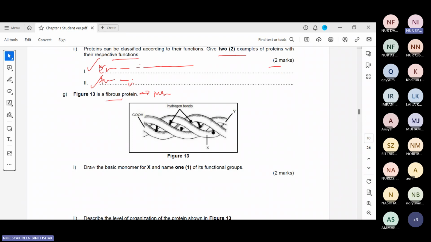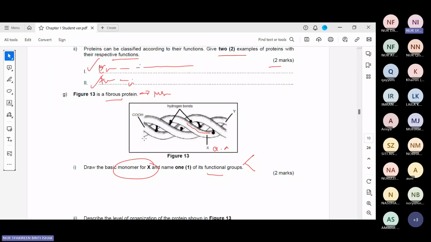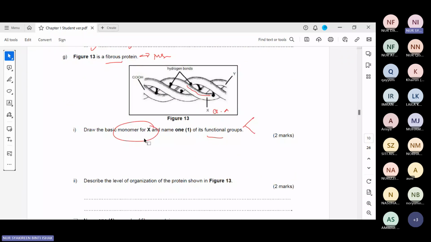So draw the basic monomer of X. X is basically a polypeptide chain lah. So basically disuruh you all lukis amino acid. Okay, and name one of its functional group. Functional group kita ada apa? Amino group and also carboxyl group. Tu je. Okay, so draw the basic structure of an amino acid. Saya tak nak draw dah. Saya dah draw banyak kali tadi, kan? So draw the structure of an amino acid. So functional group dia amino group, carboxyl group.